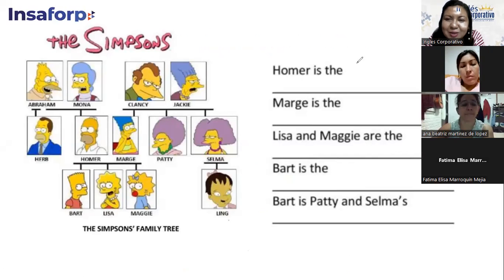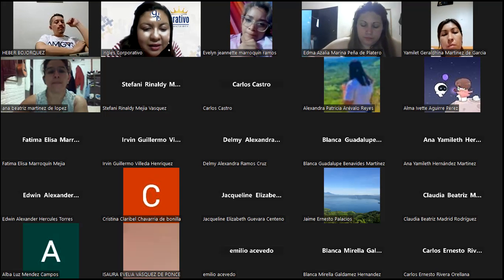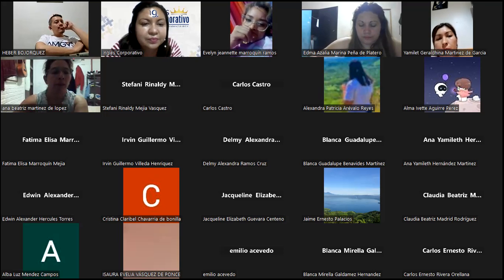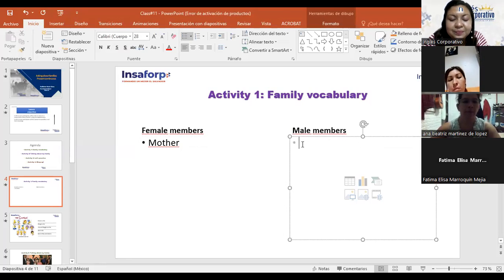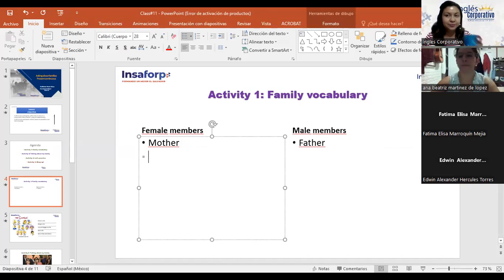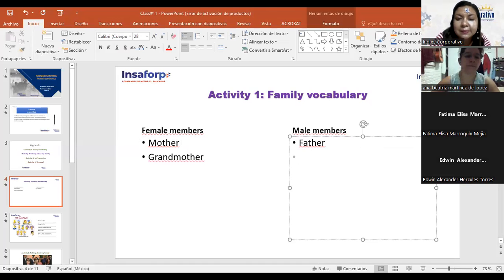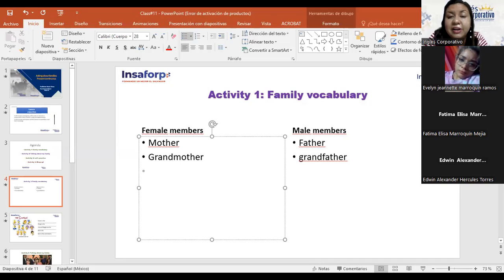Wait a moment. Okay, female members. I'm gonna do it in another way. Okay, so mother is the female. Mother, and the male member is? Father. The father, okay. Can you tell me another female member? Grandmother. Okay, grandmother. So the equivalent in the male members is the grandfather. Grandfather. You can take notes of this in your notebook. Okay, mother, grandmother, father, grandfather.